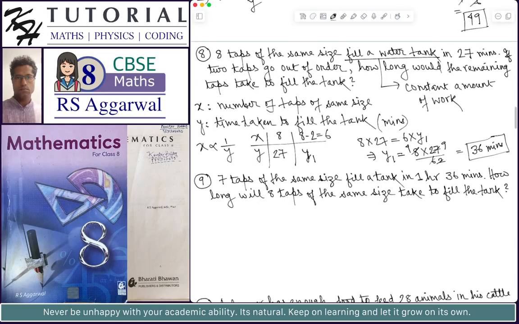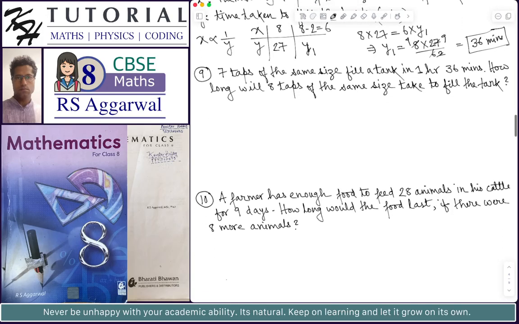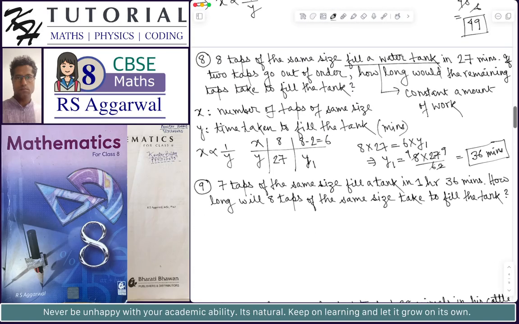Okay, question 9 is a very similar pattern. So 7 taps of the same size fill a tank in 1 hour 36 minutes. How long will the 8 taps take? Now in the previous problem, the unit for time taken we considered as minutes, because the given data was in minutes, 8 taps of the same size fill a tank in 27 minutes. So that is the reason we considered the unit of y, that is the time taken to fill the tank, to be in minutes, and the answer was also in minutes.